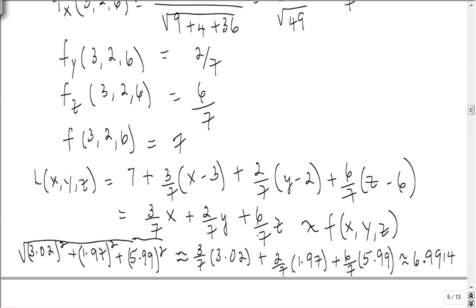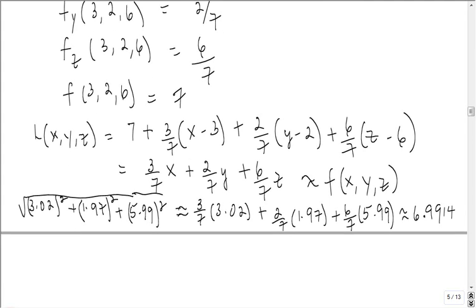Did anybody do this? Is it close to 6.994? What is it? 6.9914. Yeah. So that is a good way. If you get a question like that, you can always check your answer to see if your linear approximation makes sense.